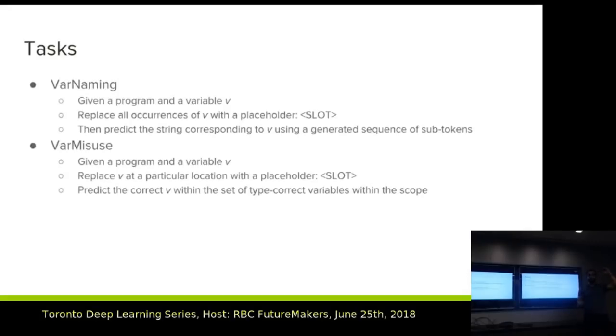Remove all of those, and then based on the context and how the variable is used in different places, the algorithm is supposed to learn that that variable is called X12. Hopefully it is a more expressive name that you're trying to figure out.